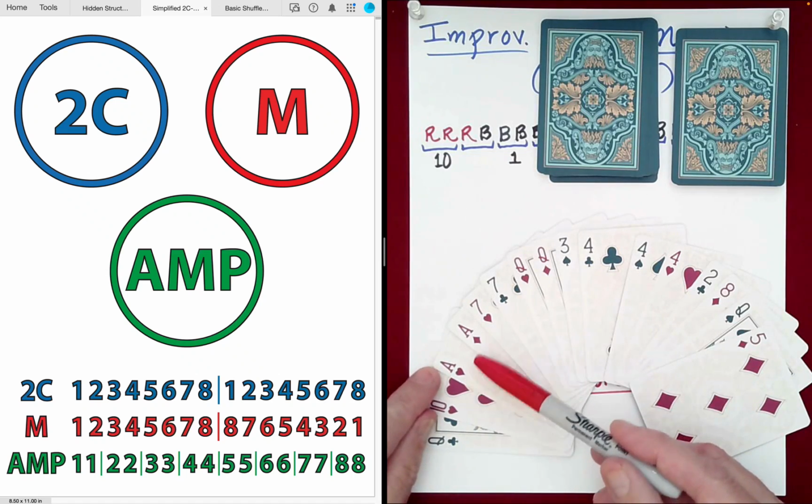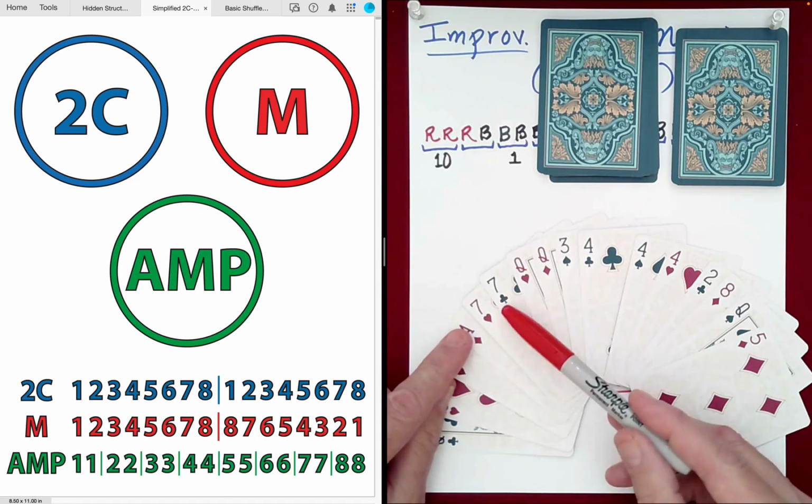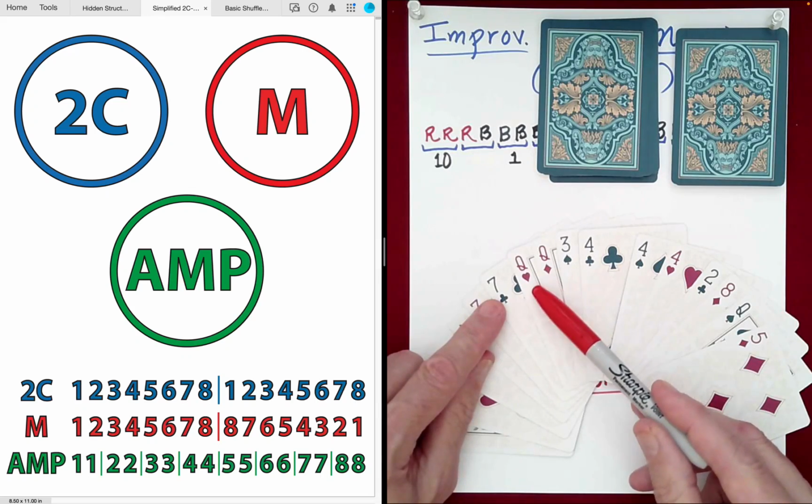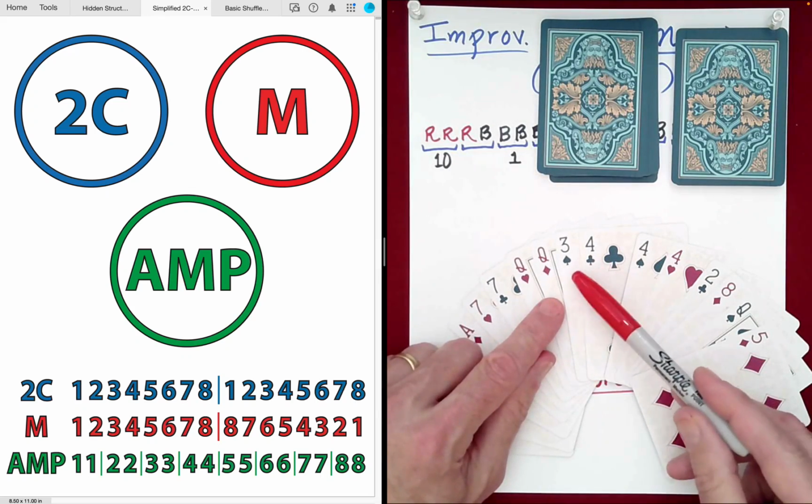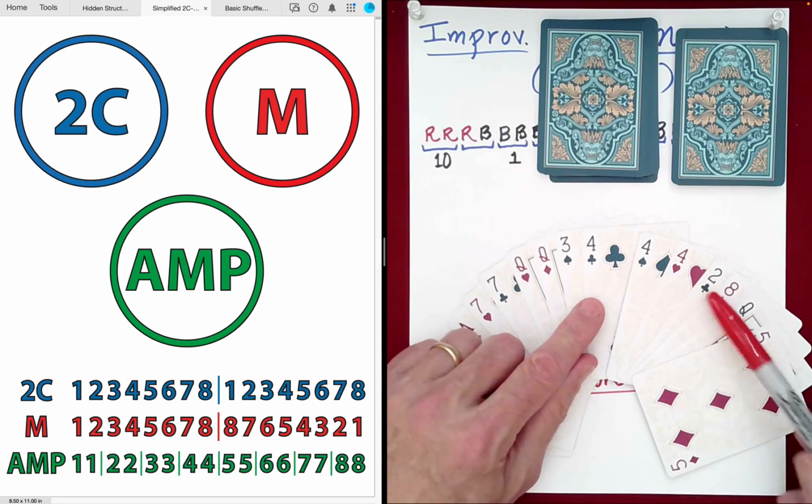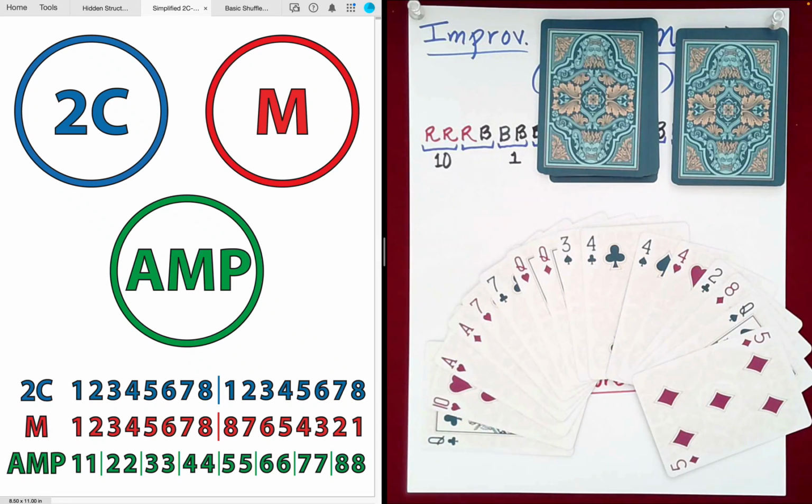A pair of red cards, so that's like a 10, nothing, another 10, so we're up to 20, a black pair, now that's 21, nothing, nothing, nothing. Associated with the AMP structure, we could just squirrel away the number 21, and that will tell us how many red and black pairs we'll have at the end.